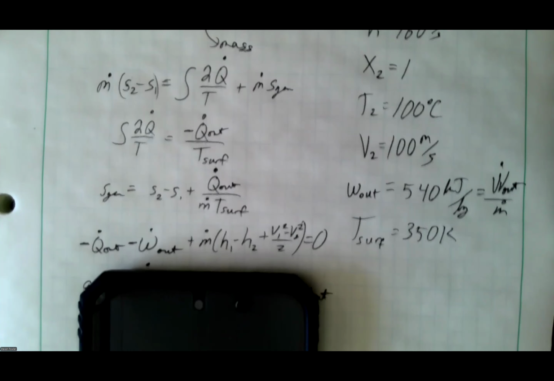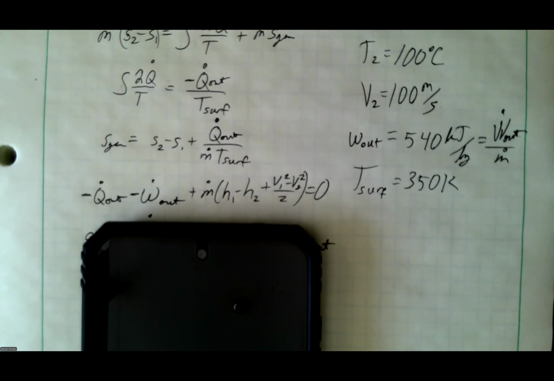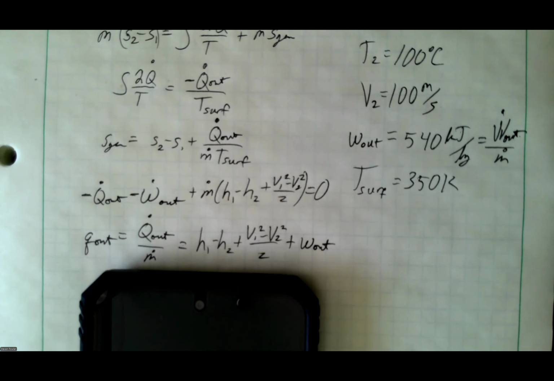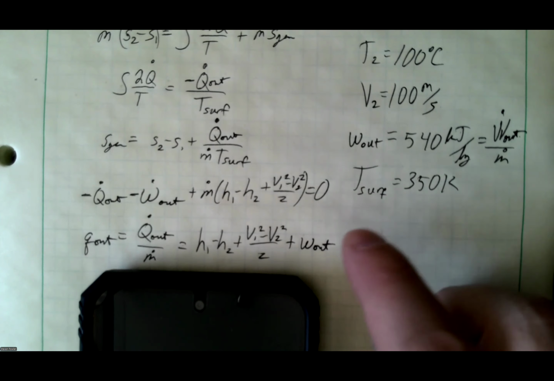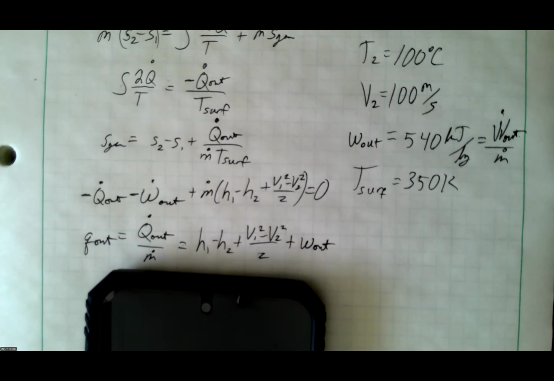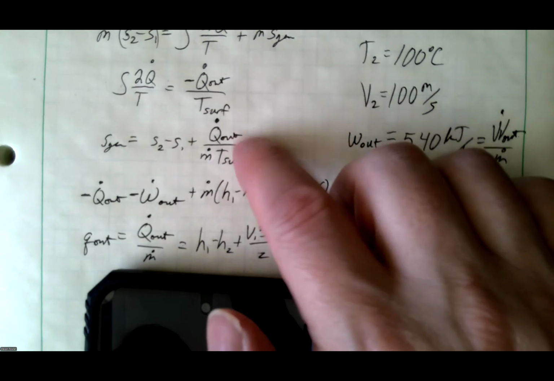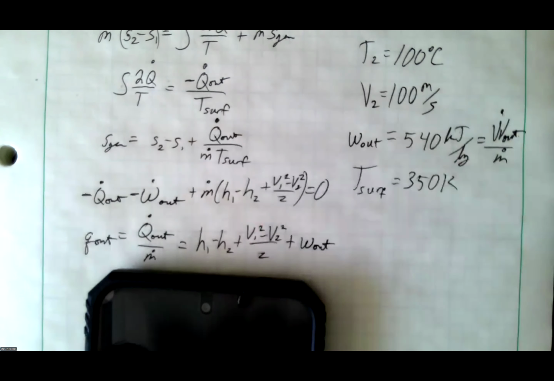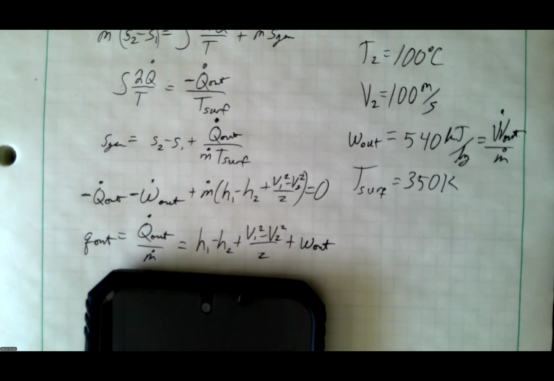right? So I'm going to go ahead and solve the first law for little q out. That's heat per unit mass. Notice I know this. I know these. If I can find s's, I can find these. Little q out becomes my unknown. You can plug that in here. S gen becomes the only unknown.